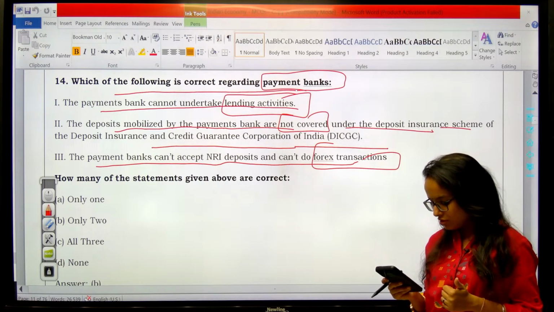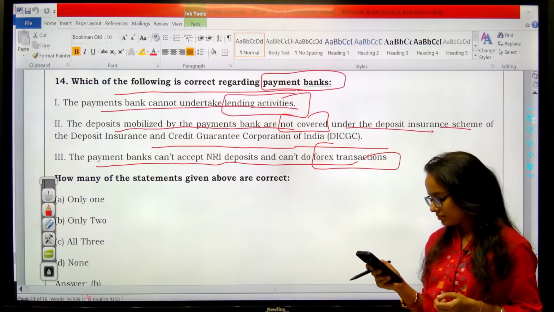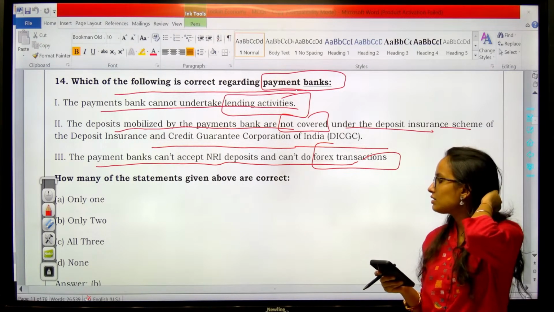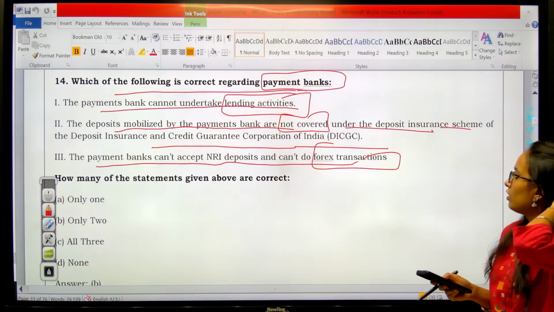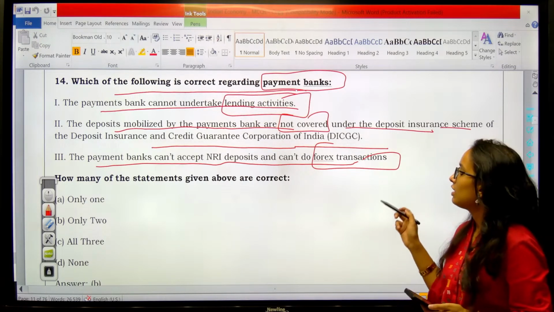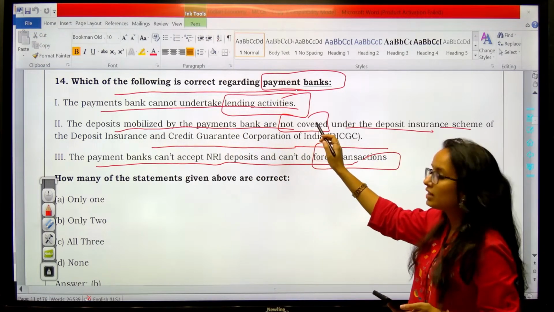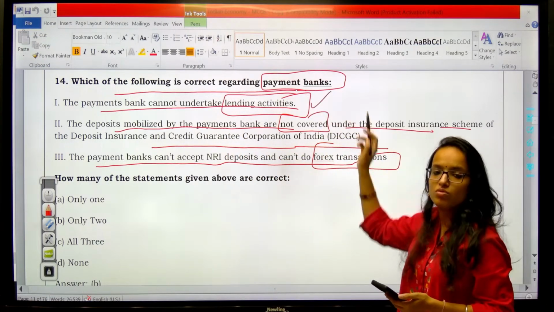Second statement is wrong. 5 lakhs is covered under DICGC. Okay. You are saying second statement is wrong. Alright. So, yes. If you see the statements, first says payment bank cannot undertake lending activities. This is true.